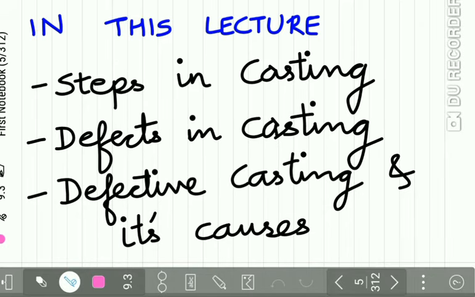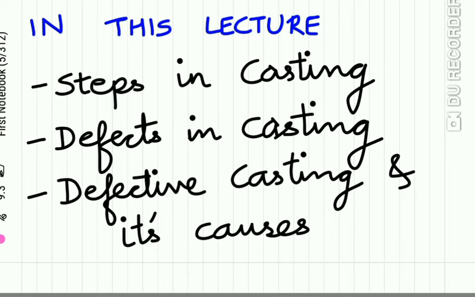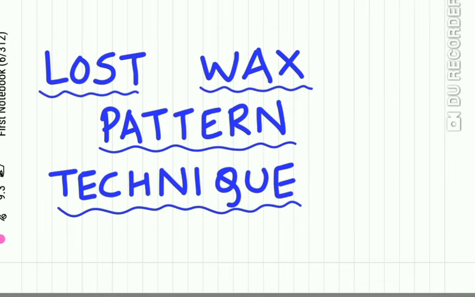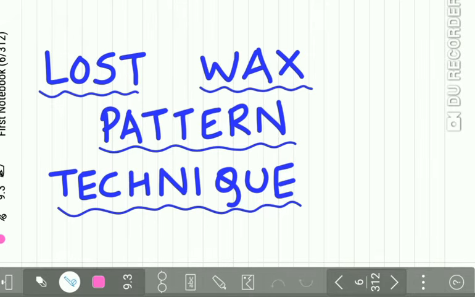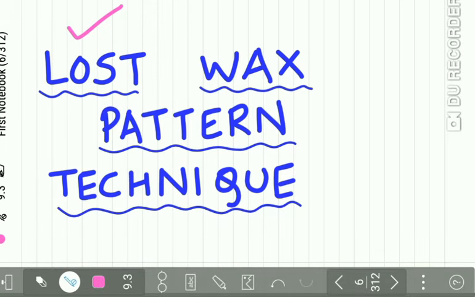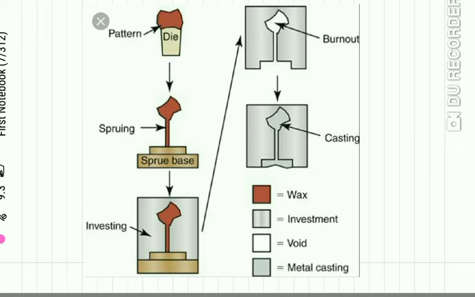So, in this lecture, we will be studying the steps in casting, what are the various defects in casting, and defective casting and its causes. First, let us study what is the lost wax pattern technique. As the name suggests, the wax pattern is lost in this technique, so it is called the lost wax pattern technique. Let us see how it is lost.